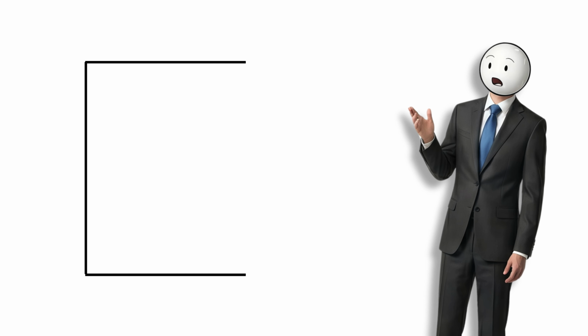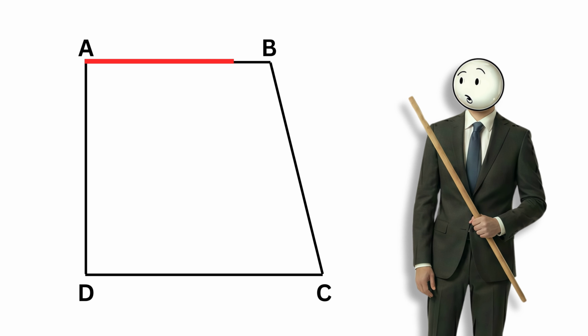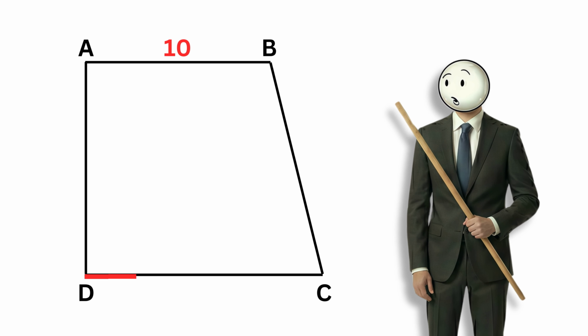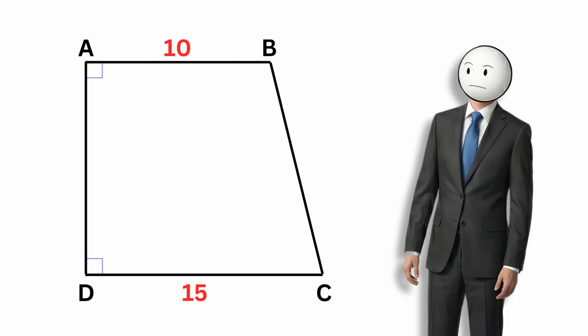We have a quadrilateral, ABCD. We are given that side AB is 10 units, and side CD is 15 units. These two angles on the left are exactly right angles.